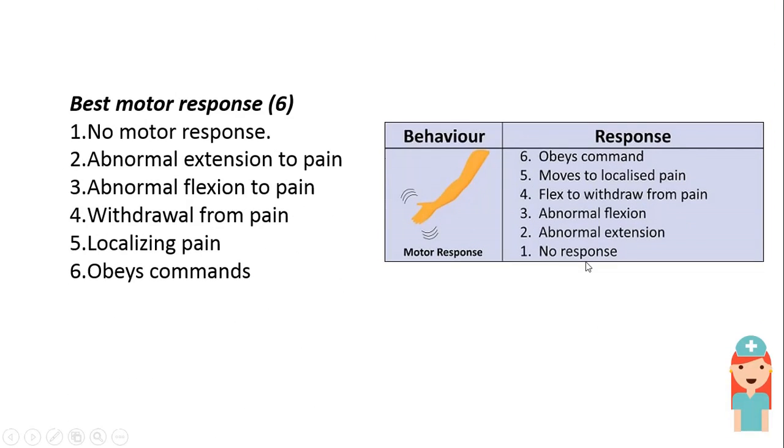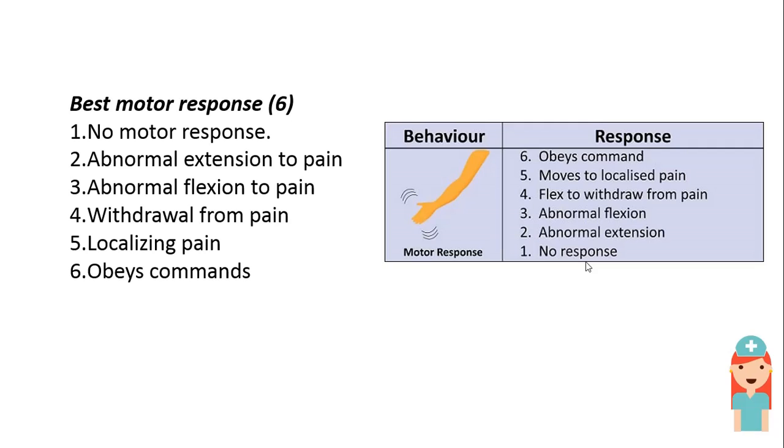The last one is motor response. The first thing we will assess is obeys command. If he obeys command, I will score him 6. If you ask the patient to protrude his tongue out and he protrudes it, that means he obeys command, so I will score him 6. In a motor response, the minimum is 1 and the maximum is 6. The second one is moves to localized pain. If I'm giving some kind of pain and he correctly localizes the pain, then I will give him a score of 5.